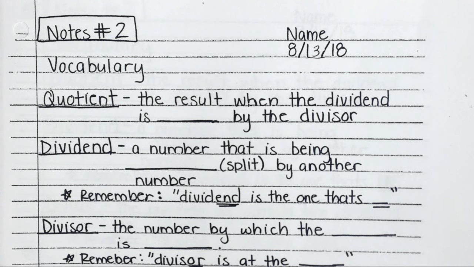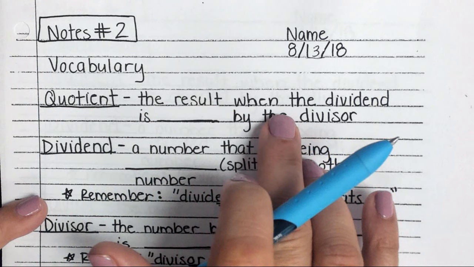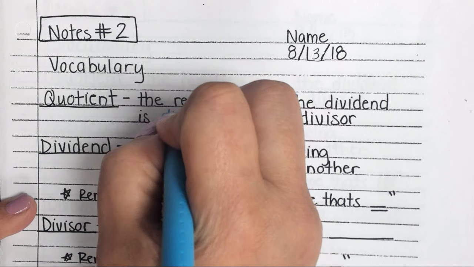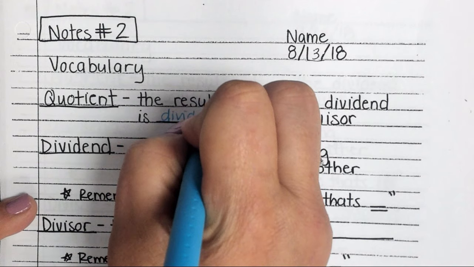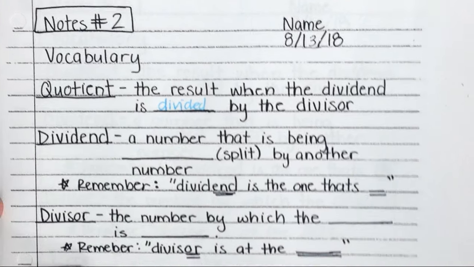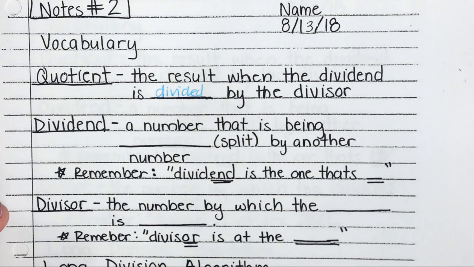So the first word we have today is quotient, which is what? The answer. So the quotient is the result when the dividend is divided. Sometimes we'll get fill-in-the-blank notes. Sometimes we'll be writing them all ourselves. We'll switch it up. But the quotient is the result when the dividend is divided by the divisor. That is the answer to a division problem.